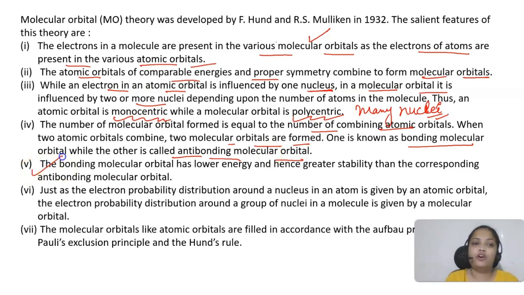Now the bonding molecular orbital has lower energy and greater stability. You always know that in chemistry, lower energy corresponds to greater stability. So the bonding molecular orbital has lower energy and more stability than the anti-bonding molecular orbital. Okay, so for any atom, how do we tell the electron probability distribution? We tell it by the atomic orbital, right? Similarly, the electron probability distribution around the group of nuclei in a molecule, that is, how the electrons are distributed in a molecule, is given by the molecular orbital.